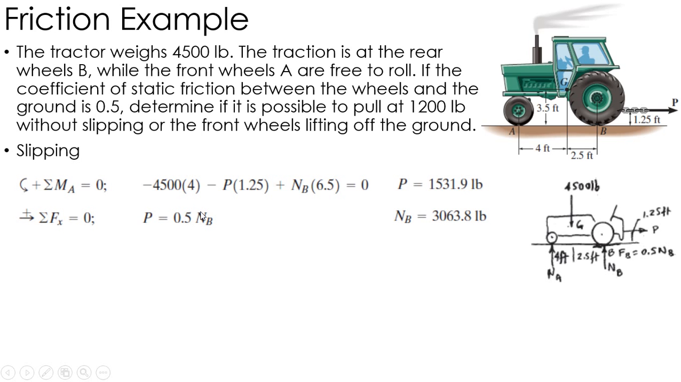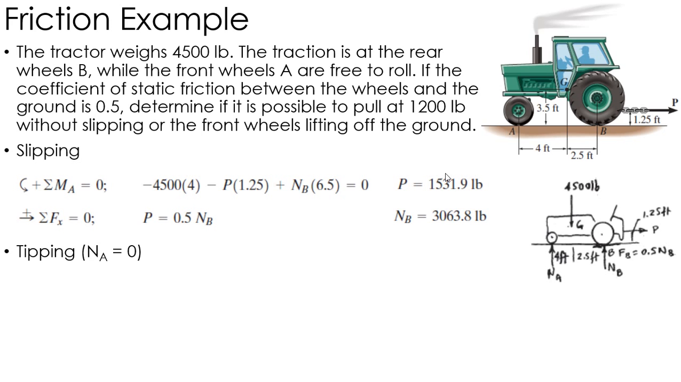Solving these two equations, these two unknowns, with that assumption that I have slipping going on, where P is at the maximum friction, 0.5 NB, I find out that NB is just a little over 3,000, and I'm able to pull 1,500 pounds. So what that tells me essentially is that yes, I can pull this thing without slipping, meaning that the load I can pull is bigger than 1,200 pounds. So I can pull up to 1,531 pounds without slipping. Right at that point that I start slipping, I'm pulling over 1,500 pounds.